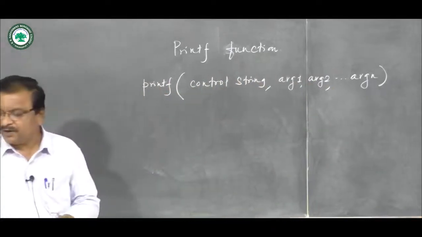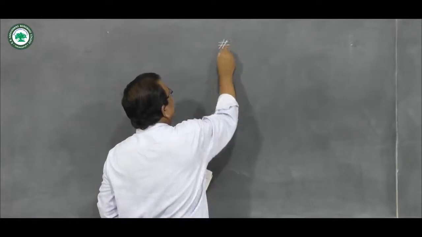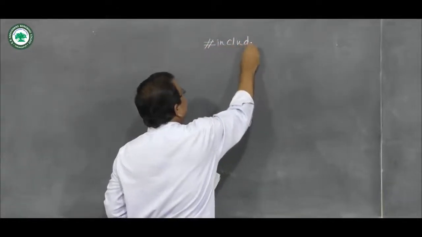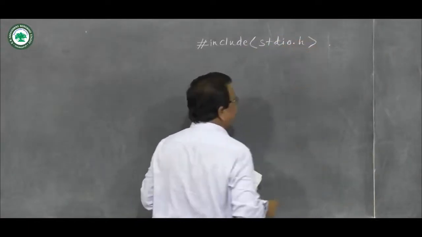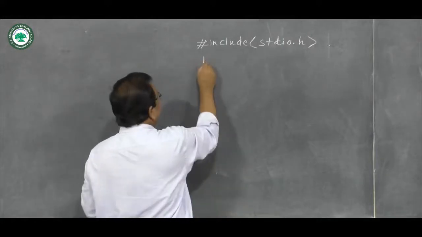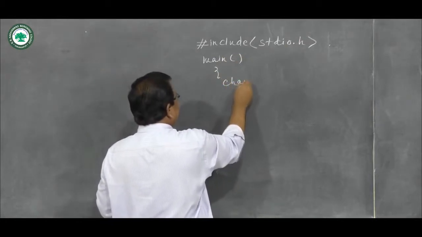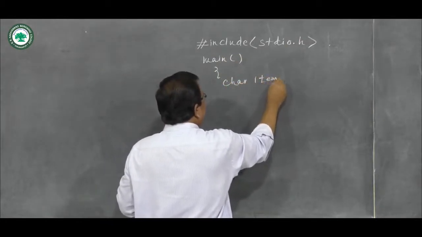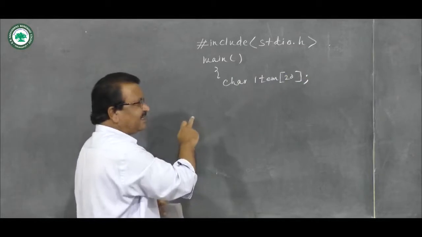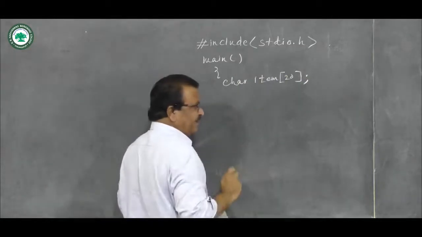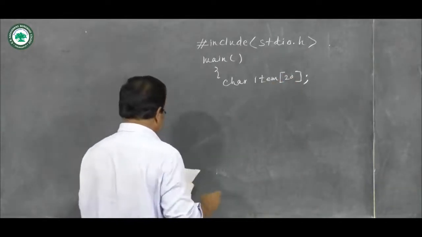So here is an example of how one can use printf function. Hash include stdio.h, preprocessor directive, then main function, then char item[20]. Meaning of this is item is declared as a character type of array having size 20. So maximum 20 characters can be there in this particular array whose name is item.